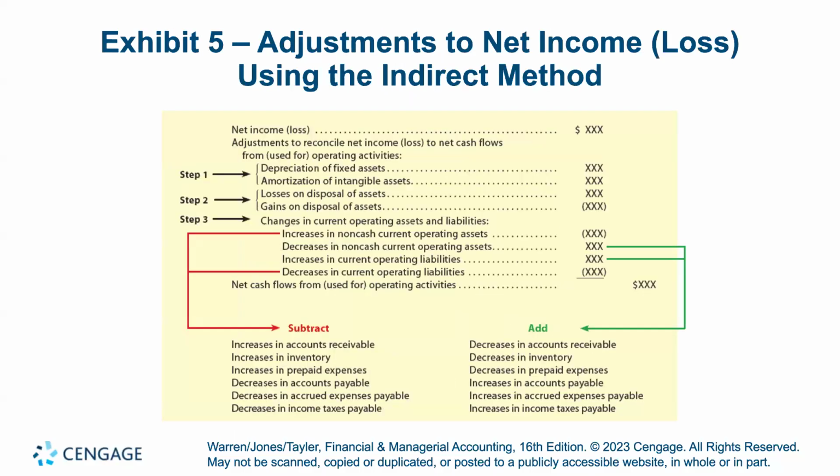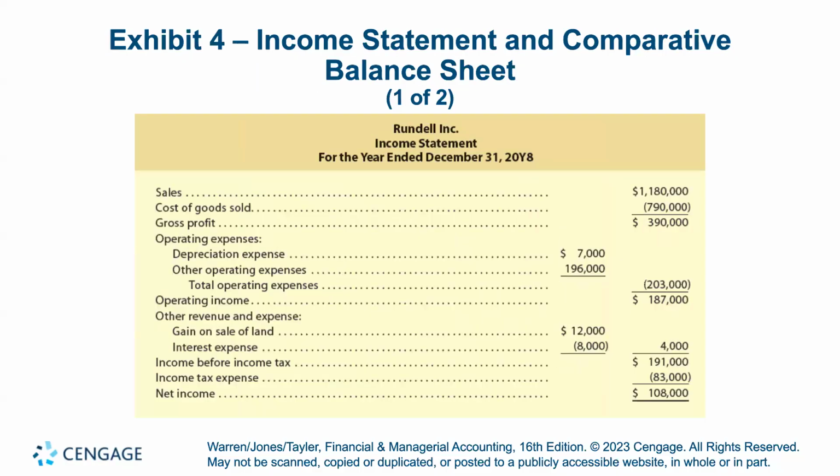All right. So here's what we do. We start with net income. That's the first line we would write down. Our net income for this example was $108,000. There's my starting point. And again, what I'm trying to figure out is how much cash flow from operating activities I had.